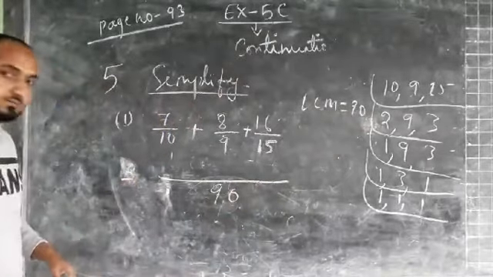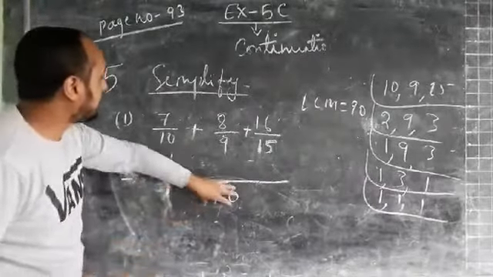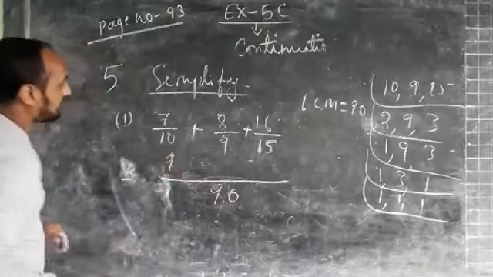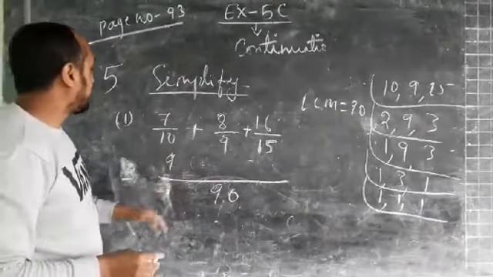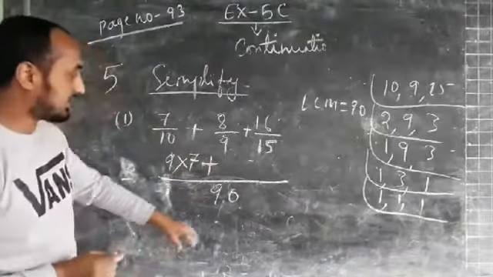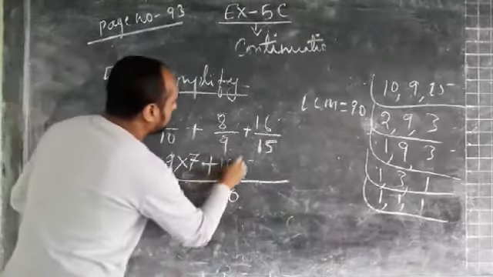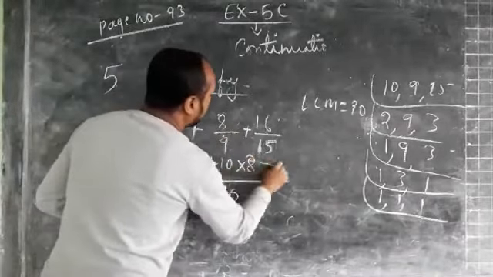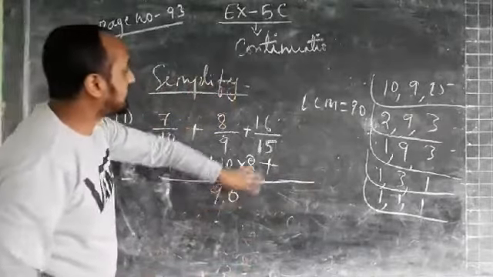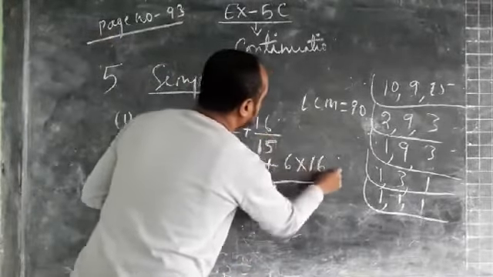Now next what we'll do, we'll divide this 90 by 10. So 10 9s are 90. So it will go 9 times. So 9 into, we have 7 in the numerator, plus again if you divide this 90 by 9, it will go 10 times. 10 into, we have 8, plus if we divide this 90 by 15, it will go 6 times. 6 into, we have 60.